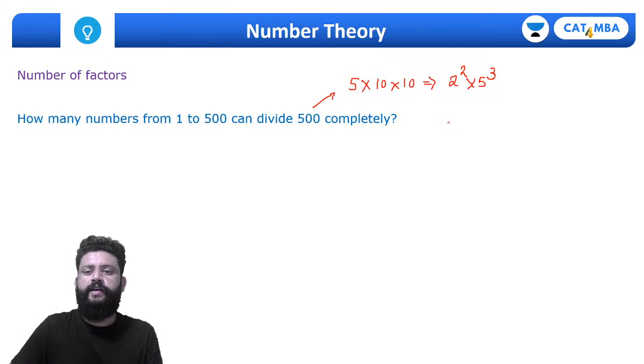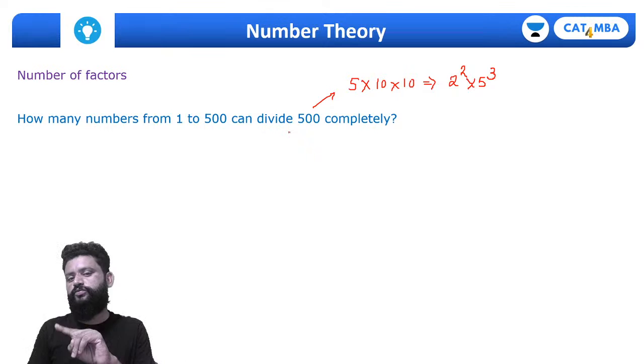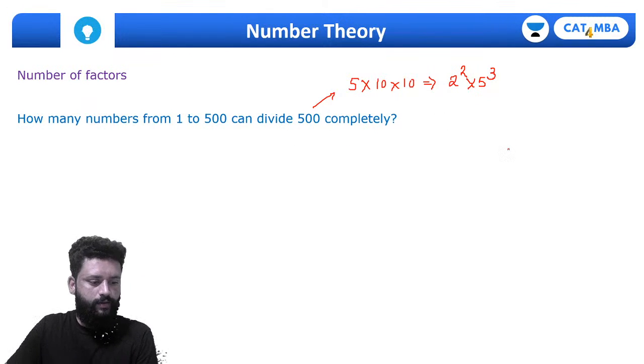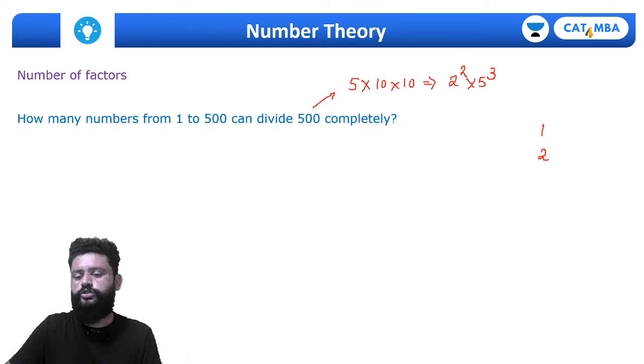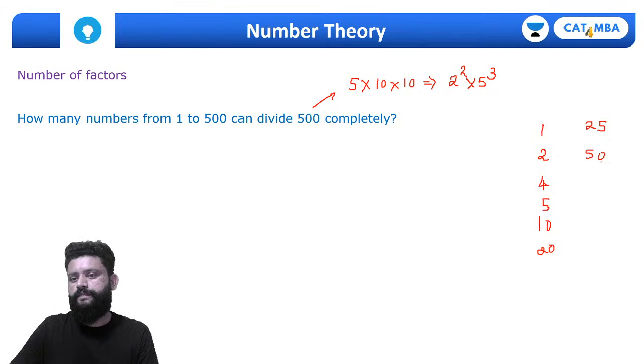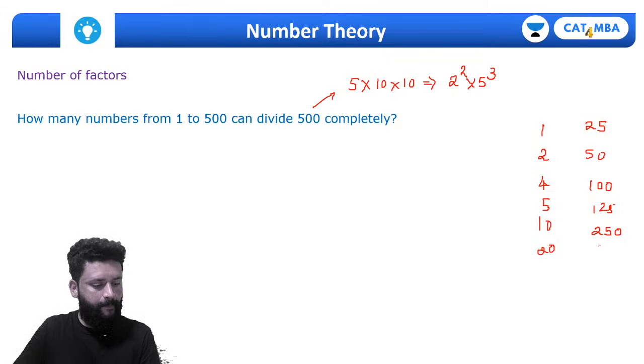So any answer for this question? Quickly drop in the comment section if you know the count. How many numbers from 1 to 500 can divide 500 completely? Any idea about this? If not, look at the screen quickly. देखो numbers अगर मुझे लिखने तो मैं numbers भी लिख सकता हूँ 1, 2, then 4, then I can have 5, then 10, 20, then 25 हो सकता है. After that 50, then 100, 125, 250 and 500.